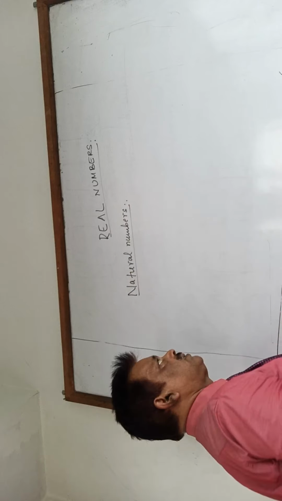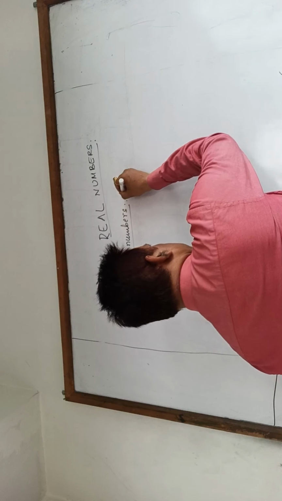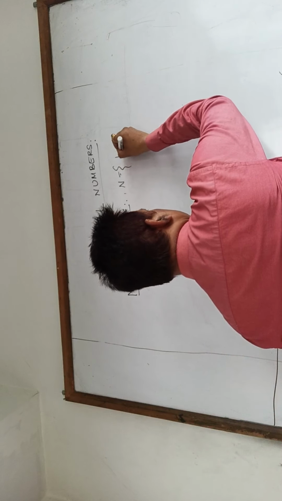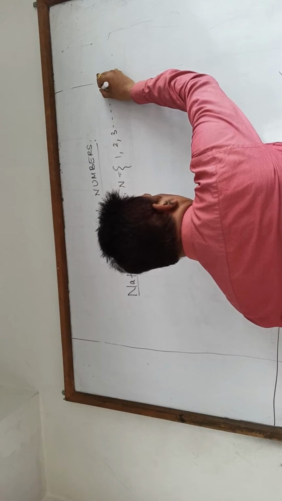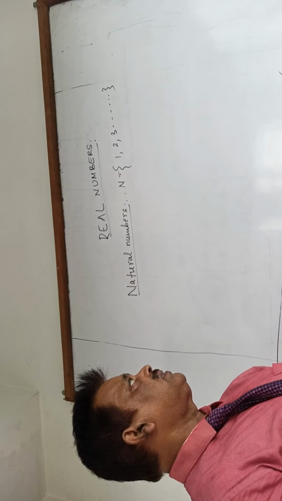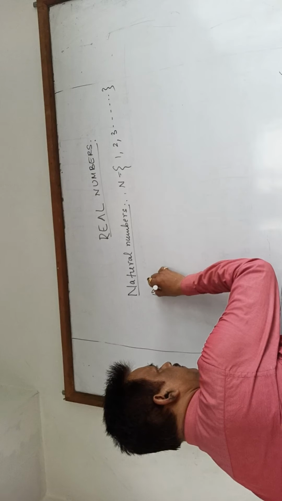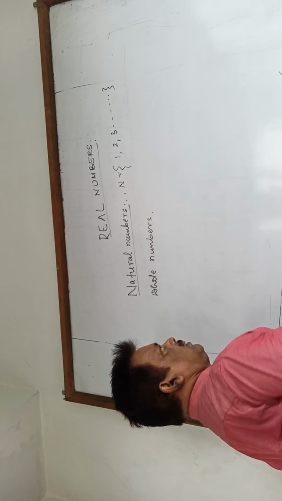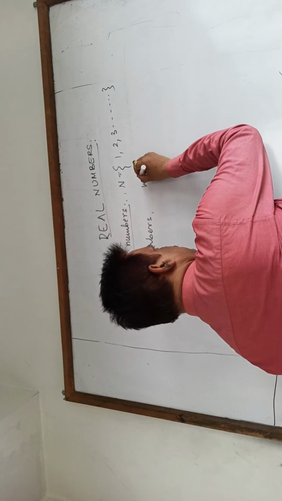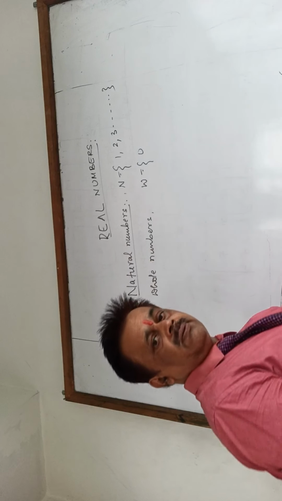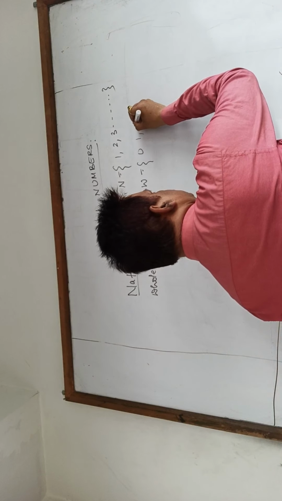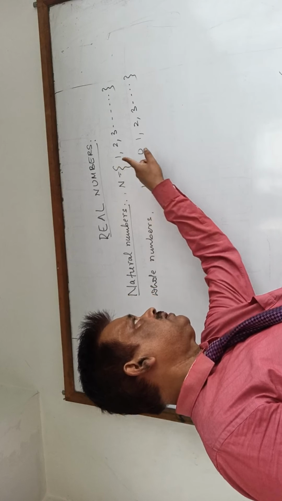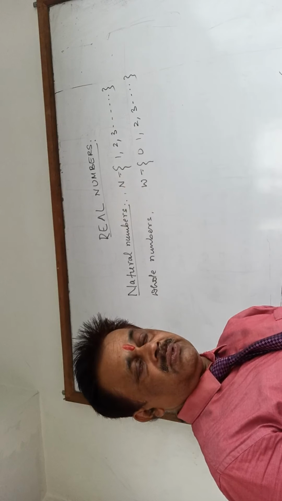So natural numbers, symbolized as N, start from 1, 2, 3 and so on. Then we started whole numbers. Whole numbers started again with 0: 0, 1, 2, 3 and so on. Look at, in the natural numbers 0 was not there, it was introduced in the set of whole numbers.